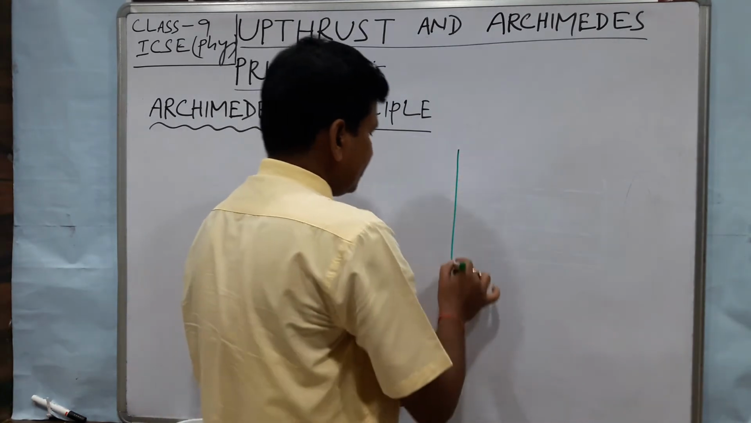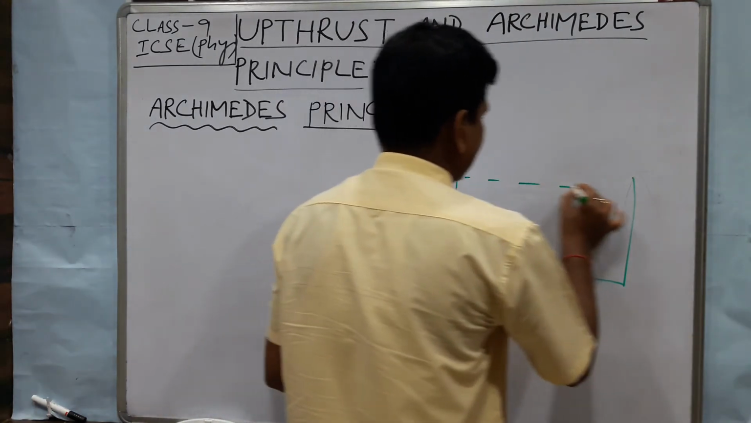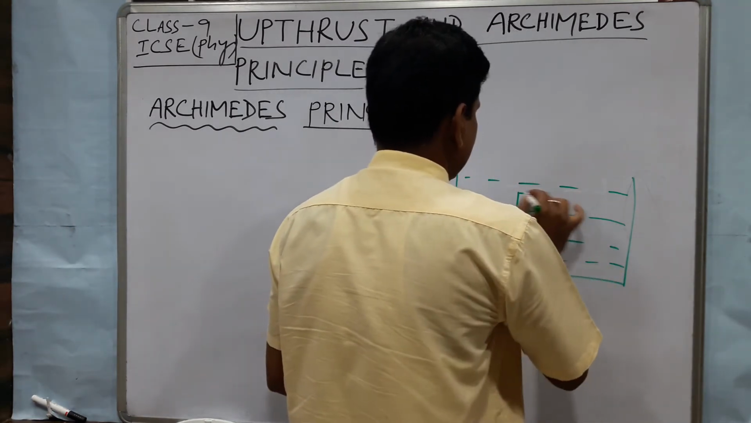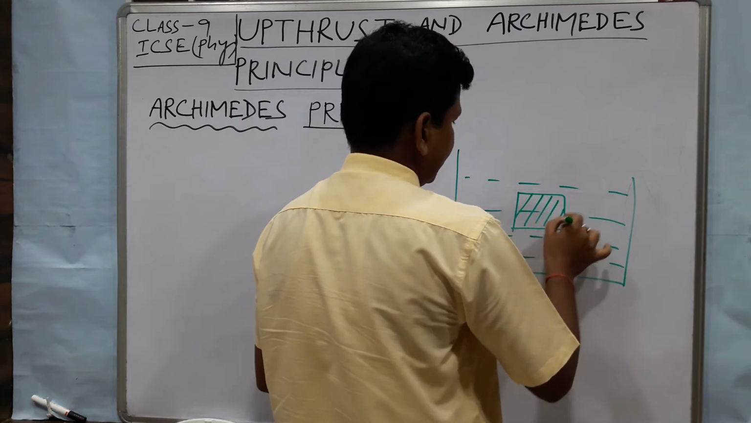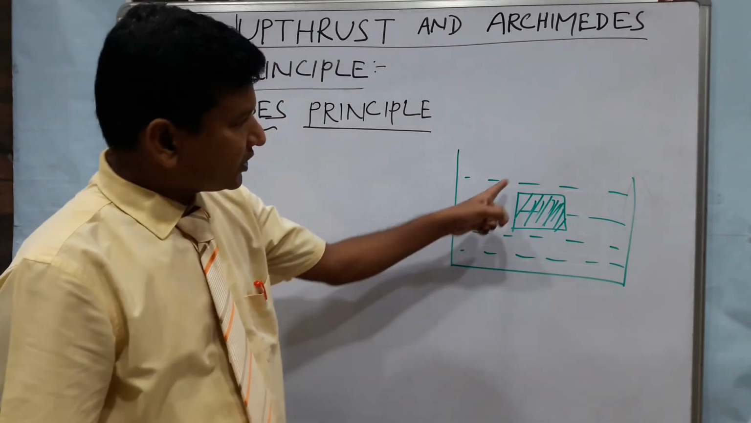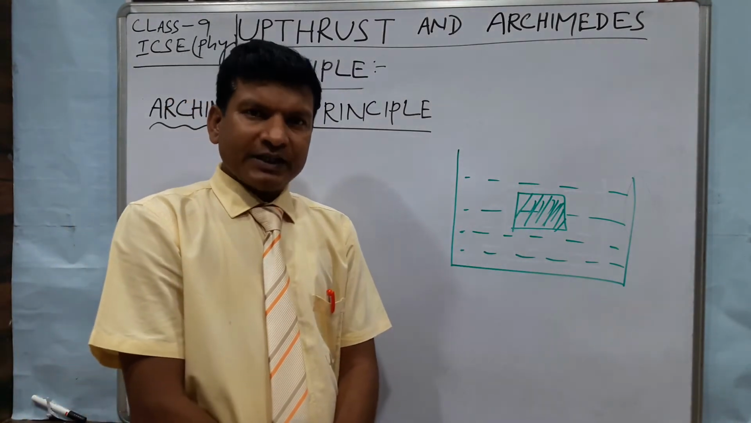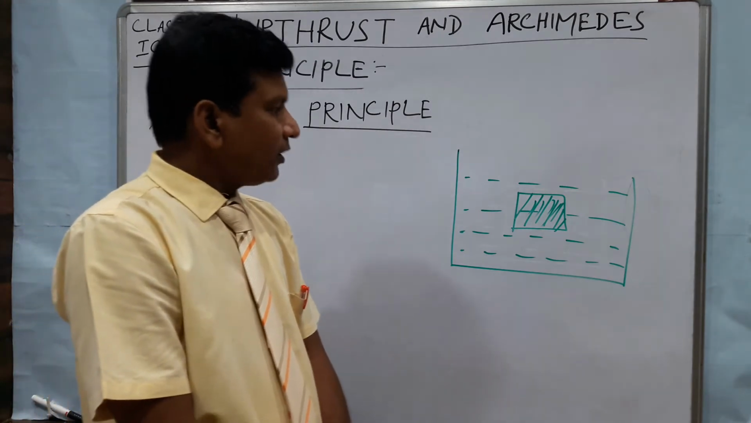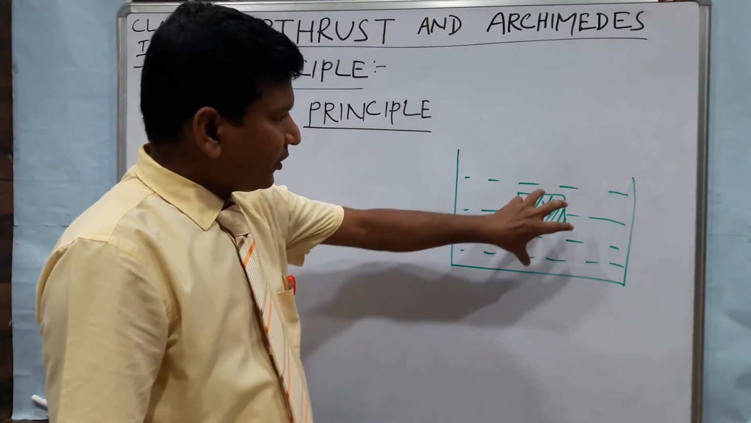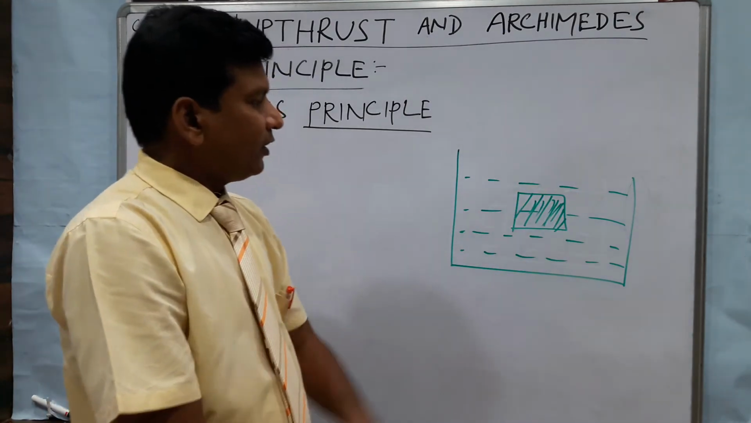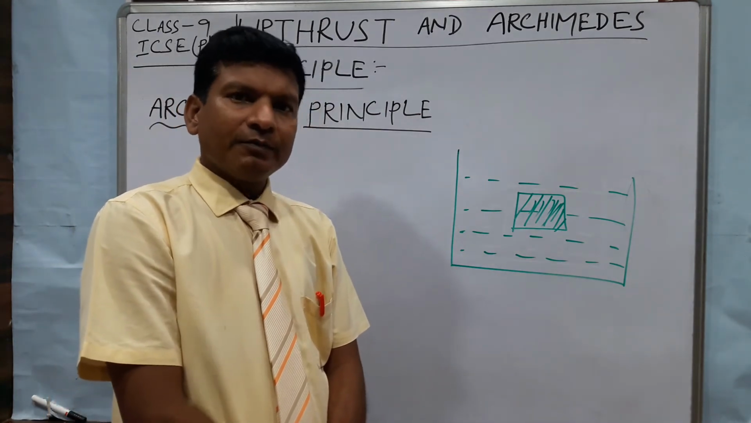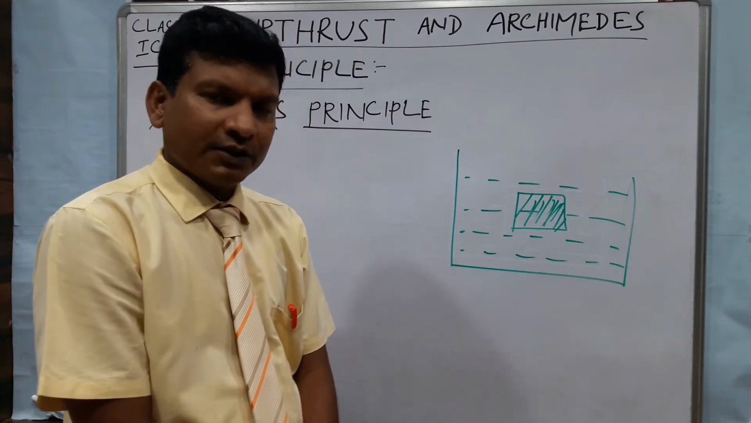Now see here, suppose this is a container which is containing some liquid, and say one body is immersed in the liquid. When this body is immersed in the liquid, it is occupying some space, isn't it? And which was earlier occupied by the liquid. Now when the body is immersed in the liquid, then the volume of the liquid displaced is equal to the volume of the submerged part of the body, isn't it?